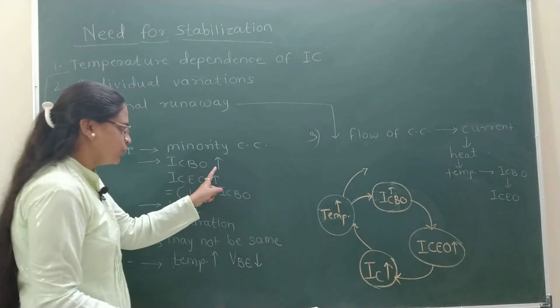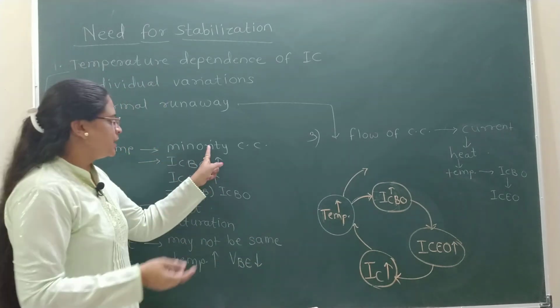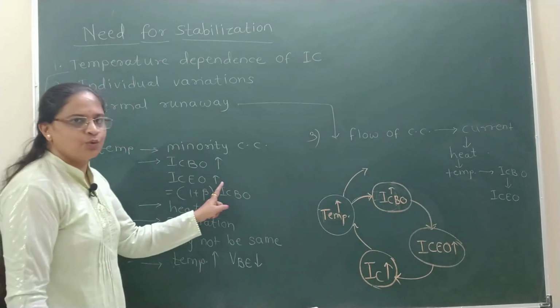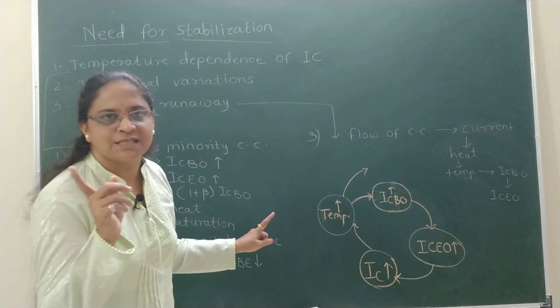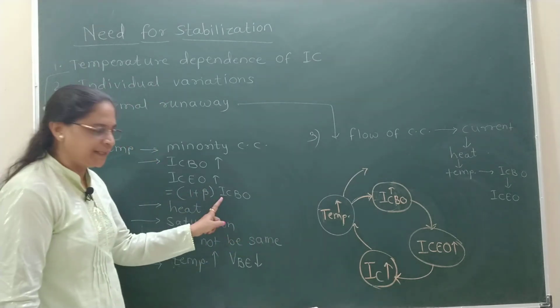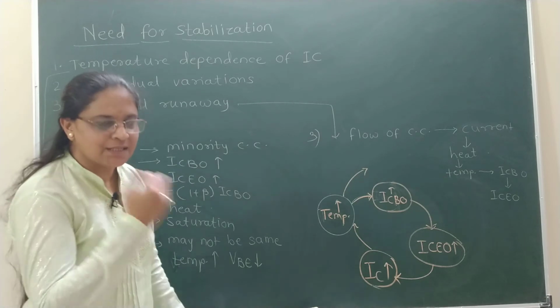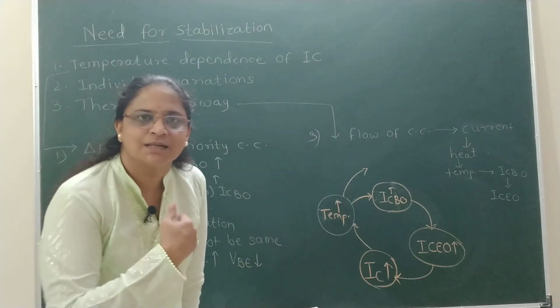That is ICBO. As ICBO, which depends on minority charge carriers, increases, ICEO will also increase, because ICEO is nothing but 1 plus beta times ICBO. So as these leakage currents increase, ultimately collector current will increase.